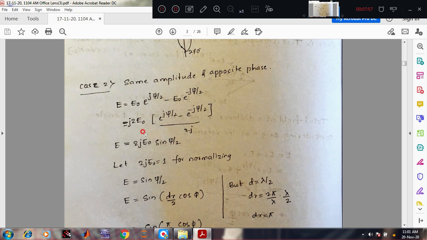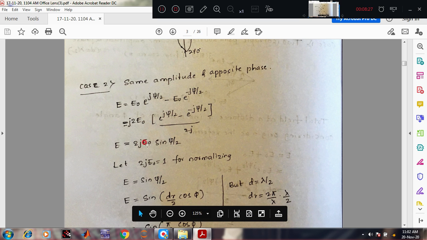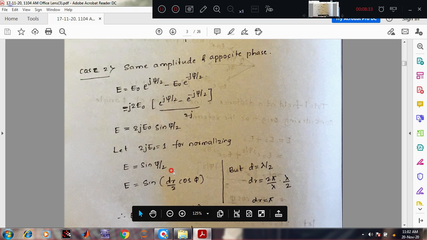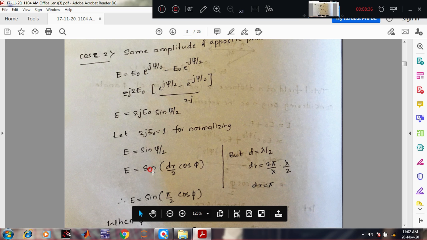2j E naught as it is. So what is this one? This will be a sine function. e raised to j psi by 2 minus e raised to minus j psi by 2, whole divided by 2j, will be sine theta. What is the theta value here? Psi by 2. Therefore E will be 2j E naught sine psi by 2. Let 2j E naught be 1 for normalizing, meaning the maximum value. Now further, E will be sine psi by 2. If I consider this as unity, meaning 1, then E is equal to sine psi by 2.